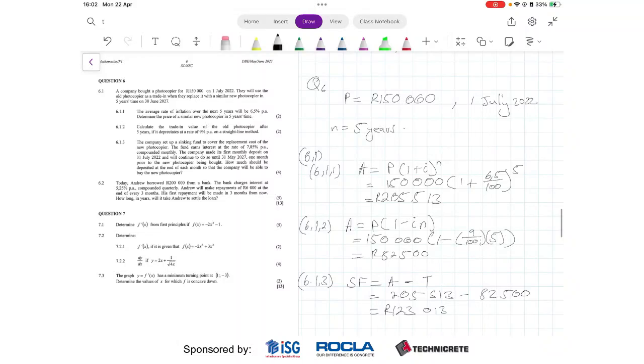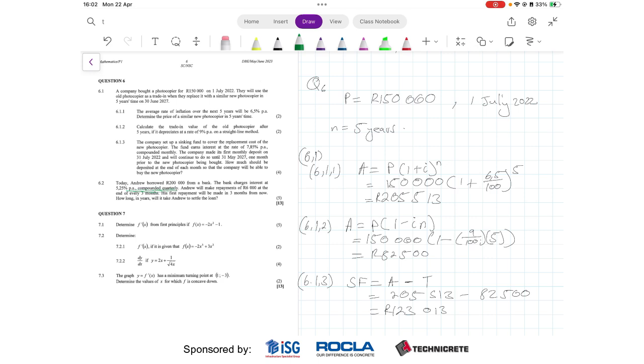And finally, the last question. Today, Andrew borrowed 200,000 rands from a bank. The fact that it's telling you about borrowing, about lending, already tells you that you are going to use the present value formula, because this is a loan. The bank charges interest at a rate of 5.25% per annum compounded quarterly. They're not going to give us this information if it wasn't important.